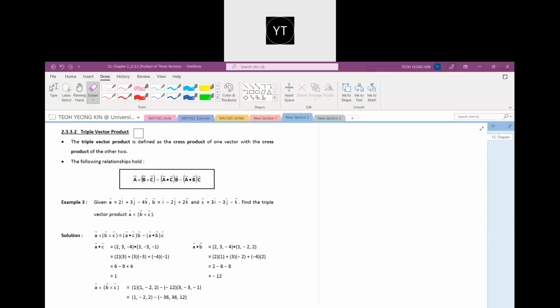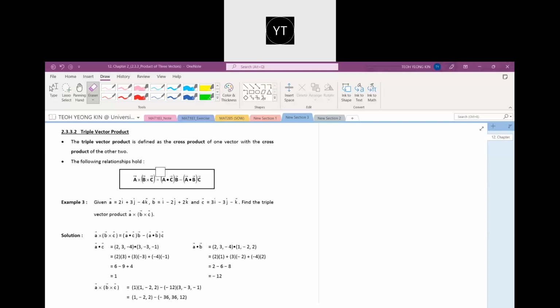So in this video, we will learn about triple vector products. The triple vector product is defined as the cross product of one vector with the cross product of the other two. So this is how we're going to write the form: A cross (B cross C). But how we're going to calculate it, the formula is the dot product of A and C times vector B minus the dot product of A and B times vector C.